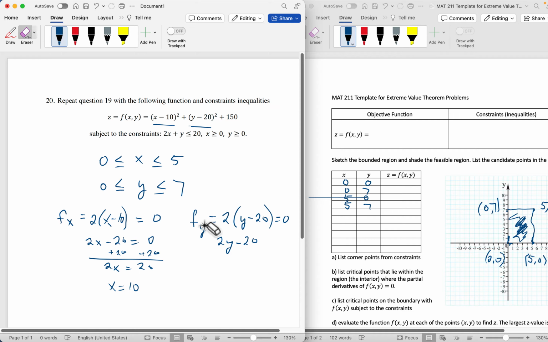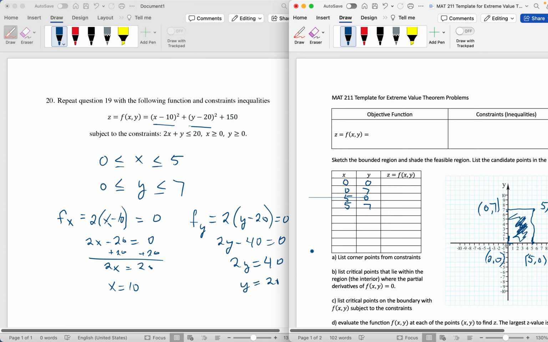Let's see. Okay. 2 times y, 2 times 20 is 40. Good. Add 40 to both sides, so we get 2y equals 40. Divide by 2, we get y equals 20. So that's it. That's the point. 10 comma 20. So that is a critical point. And so we come over to this side. We go ahead and list that.